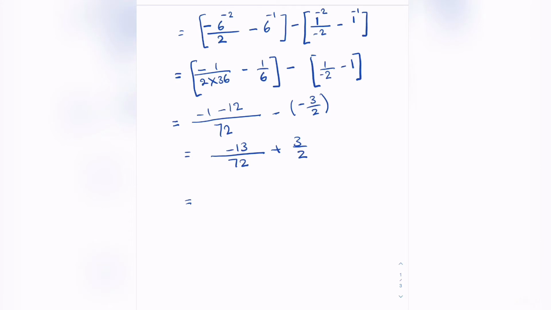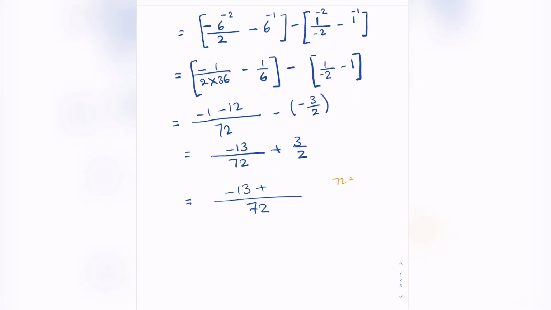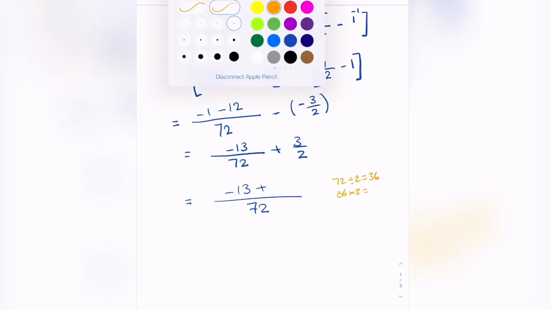So the common denominator here is 72, which is minus 13 plus, 72 divided by 2 is 36. So 36 times 3. Yeah, then we do 36 times 3, which is 108. So it's 108.